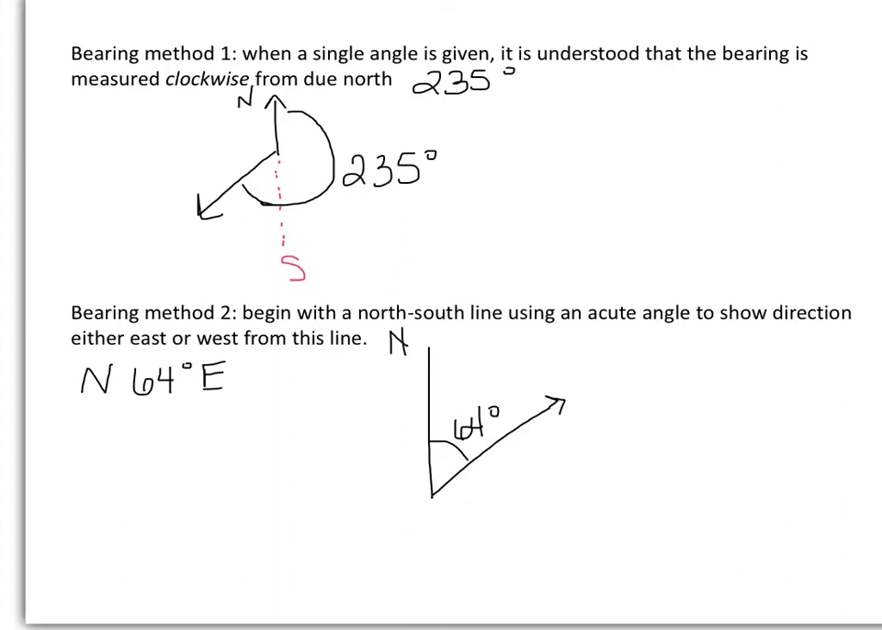You can also do this from the south line. So if we have, for example, south, I don't know, 12 degrees west. Here's due south. I need to head in the west direction 12 degrees, so I know that's going to be a really skinny angle. That's how you do bearing, and this is what we see when we do word problems.